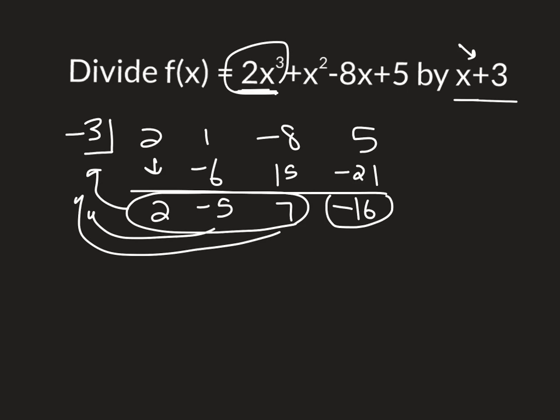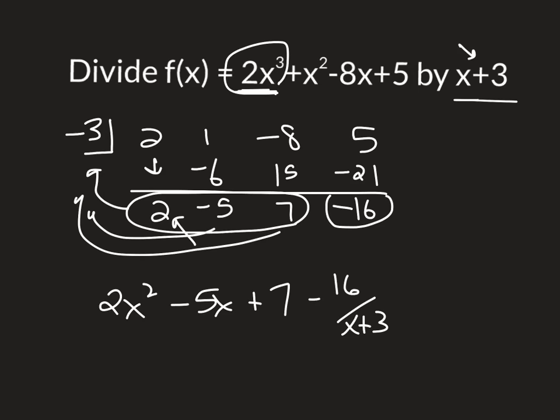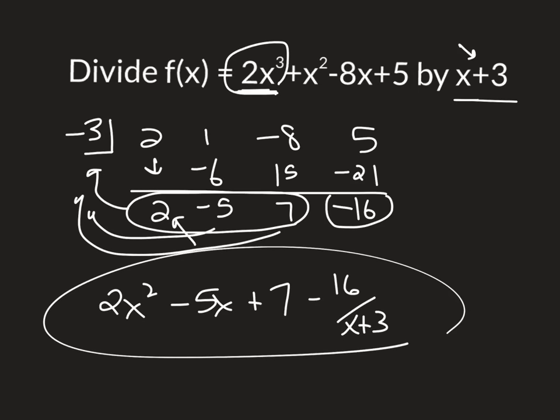We started up here with 2x cubed. My answer is going to start right here at 2x squared. And I'm going to do minus 5x plus 7. My remainder is negative 16, so I'm going to put a negative 16 over the x plus 3. Guys, that's it. So much shorter than long division. Unbelievably shorter. Okay, let me show you one more.